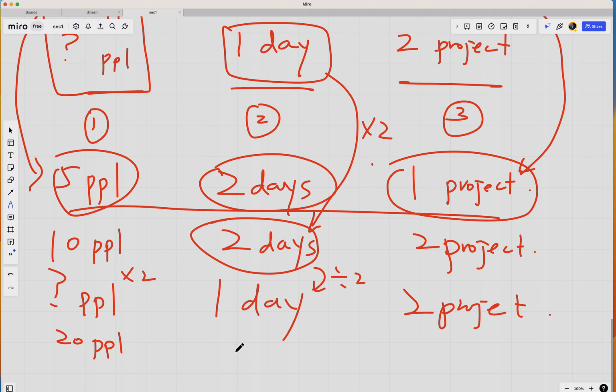So similarly, if you are to do this question, 16 rooms, 12 days. So only 16 rooms.